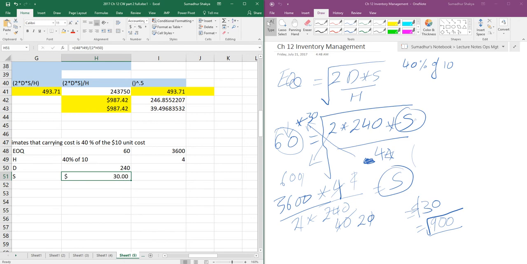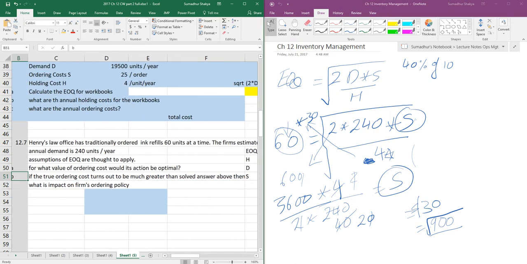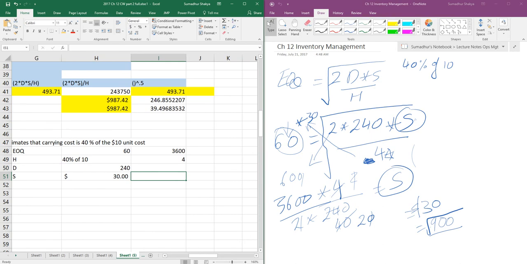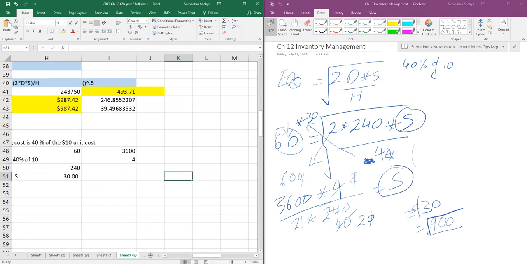Okay, now let's see what happens, as the question was, what happens if the true ordering cost turns out to be much greater. Now if the ordering cost was to be much greater, then we can say 2 times D times S divided by H, raised to the power 0.5.